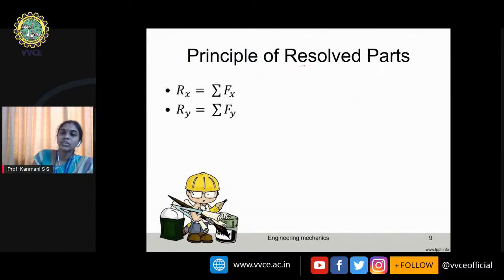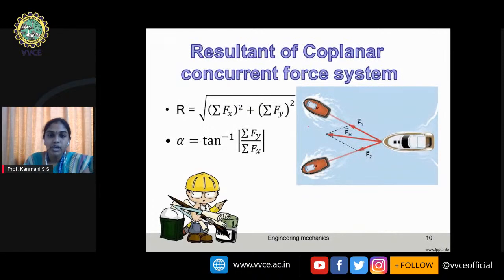So next I'll go with the last principle, that is the principle of resolved parts, which tells that if you have forces like this, two forces acting on a barge here, we have a barge or a big ship, which is drawn to the harbor through some tugboats. Two tugboats are dragging this barge. So when this is happening, we have two forces applied through the ropes of the tugboats, F1 and F2.